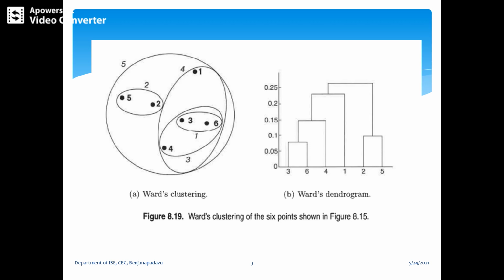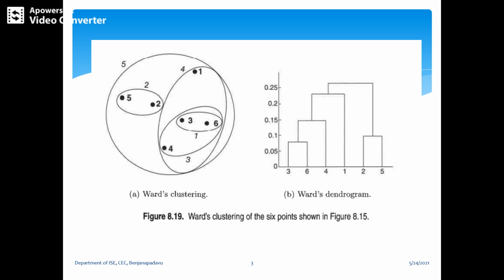The other thing is the Lance-Williams formula for cluster proximity. Any of the cluster proximities that we have discussed can be viewed as a choice of the parameters of what is called the Lance-Williams formula.